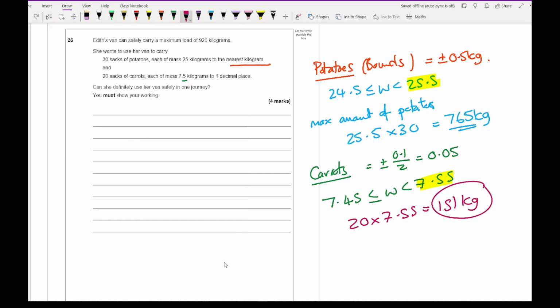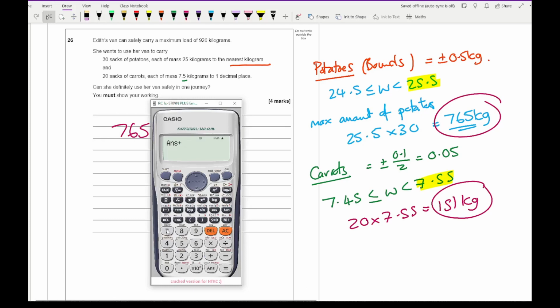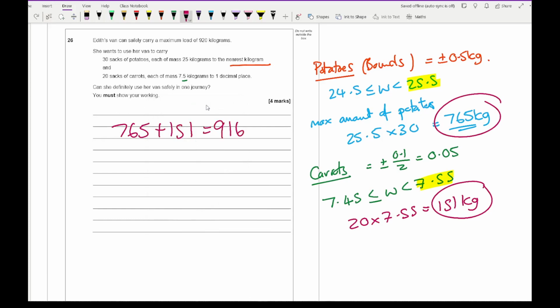And then what I need to do is add those two amounts up. So I've got 765 plus 151, which equals 916. So the question is, with a maximum load of 920, can she safely carry on? And the answer is yes, with 4 kilograms to spare. See if you can get some turnips.